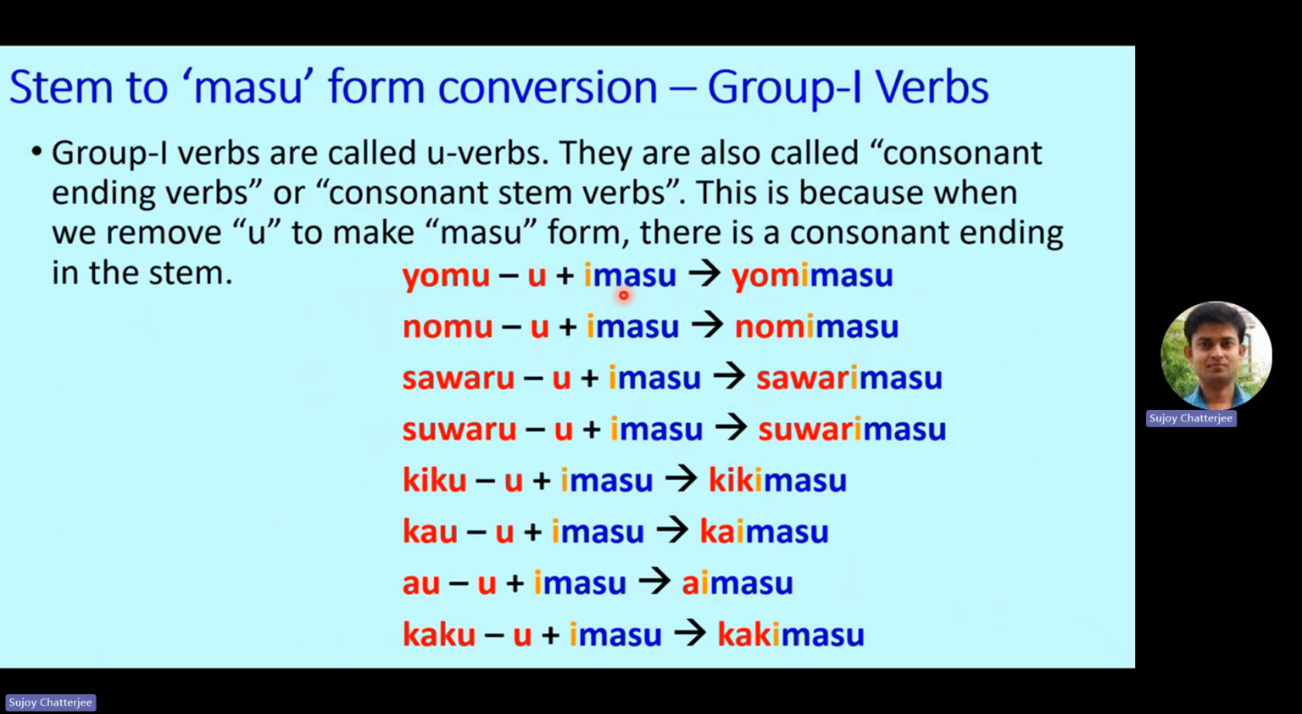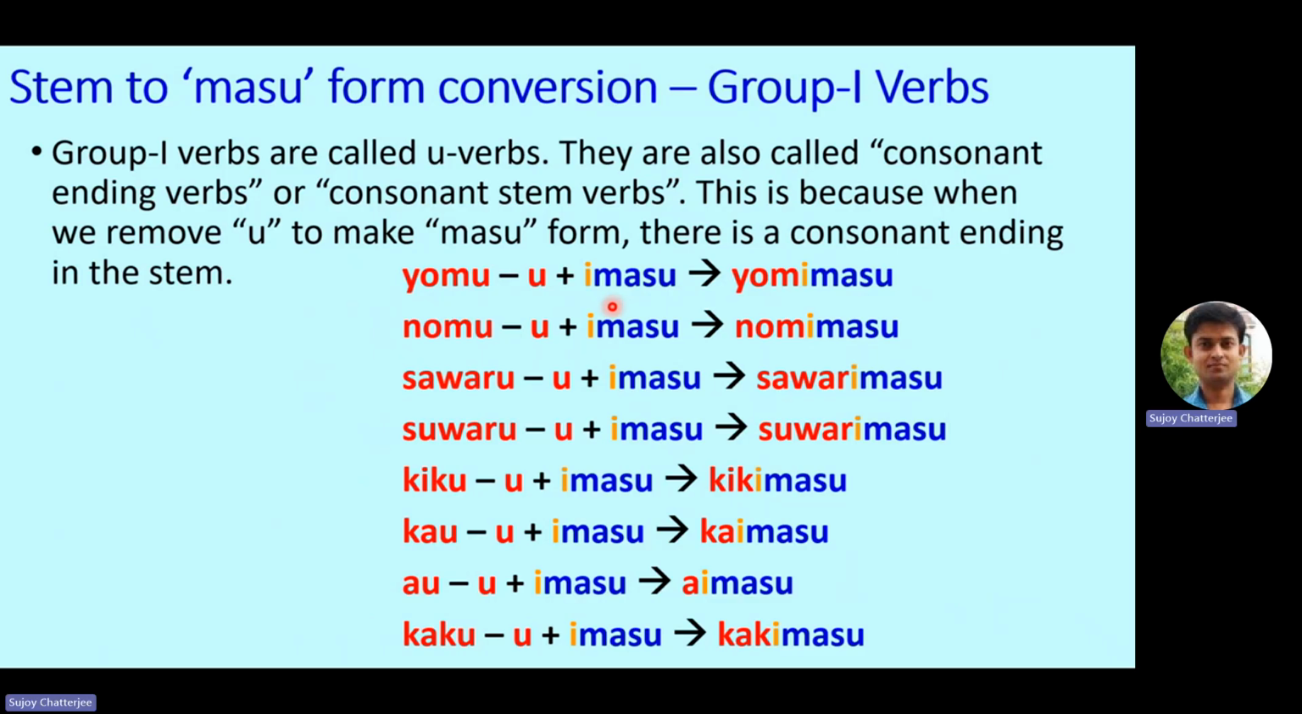So yomu becomes yomimas, nomu becomes nomimas, sawaru becomes sawarimas, suwaru becomes suwarimas, kiku becomes kikimas, kau becomes kaimas, au becomes aimas, and kaku becomes kakimas. And this is the reason why iku becomes ikimas. From where we started today's lesson, we said at the time that we will learn it later. So here is that thing. Iku becomes ikimas because from iku we remove the u, it remains as ik, and then we add imas. So it becomes ikimas.